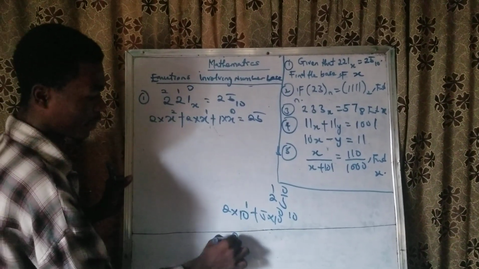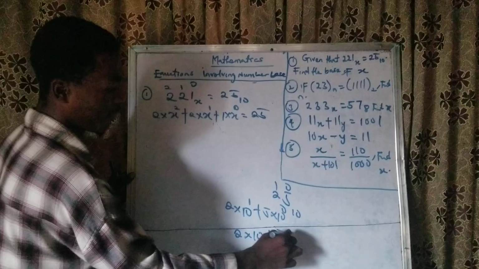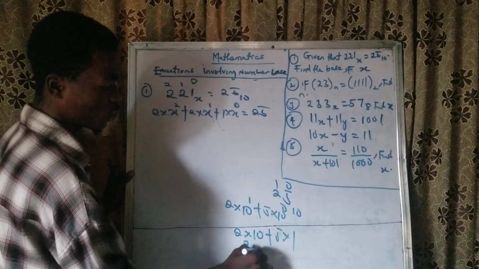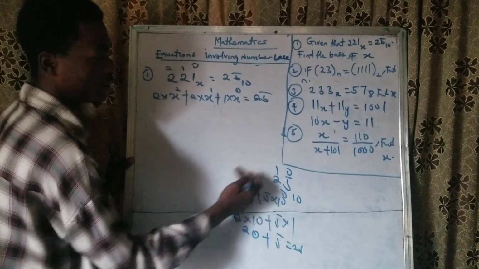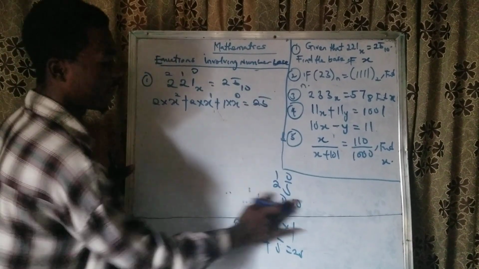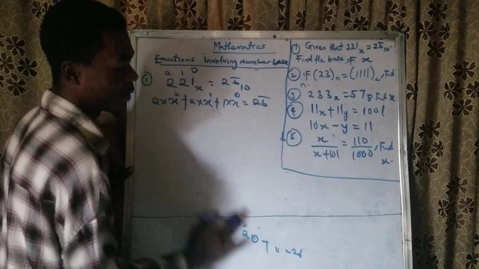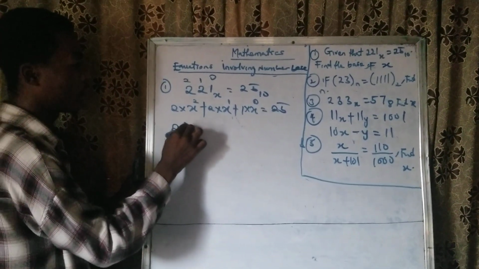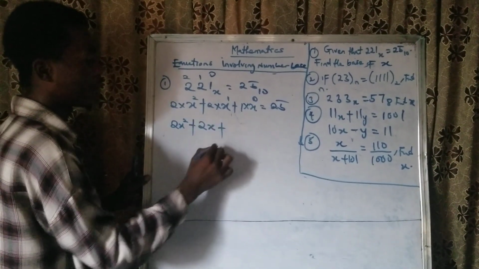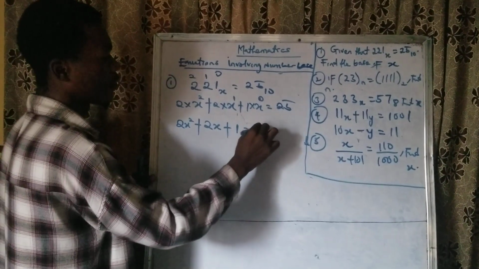So here, we're having 2 times 10 plus 5 times 1. That's 20 plus 5, which is also 25. So instead of passing through all these, you should know that since it's in base 10, you leave it like that. But if it is in any other base, you do the expanded notation. So here we're having 2x squared plus 2x plus 1 equals 25.